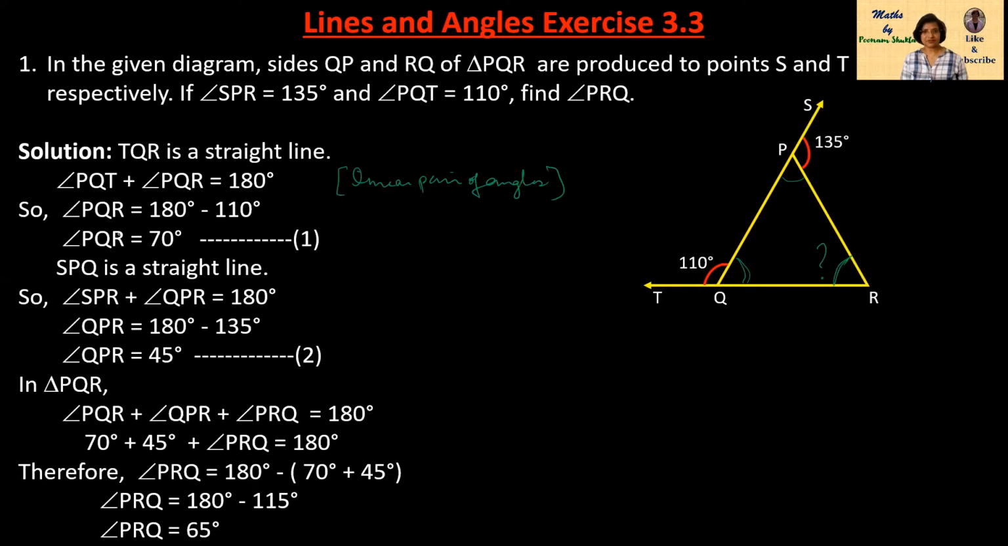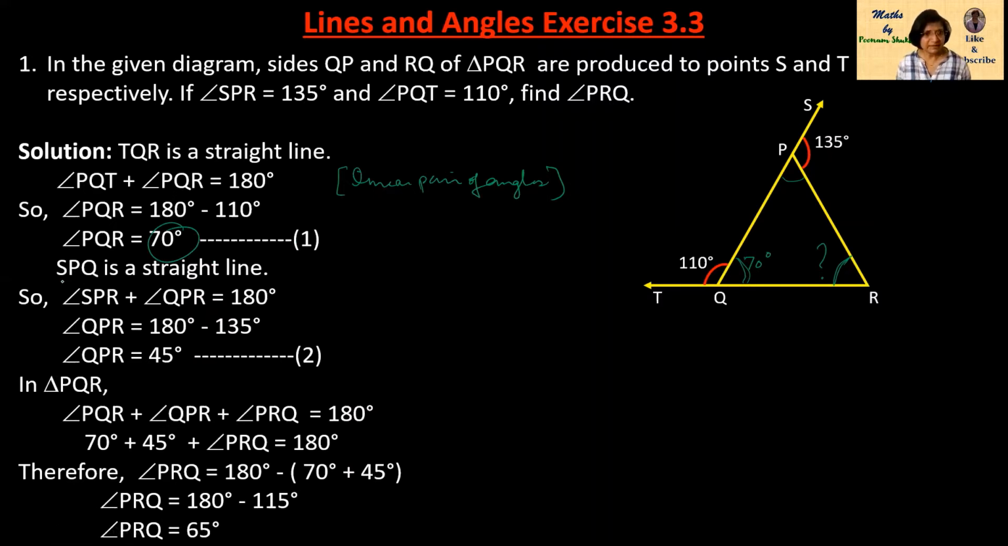Angle PQT is given as 110 degrees. So angle PQR equals 180 minus 110, which will become 70 degrees. So we got 70 degrees, and I have written here 70 degrees just for your information. You need not write it, or you can write it also.